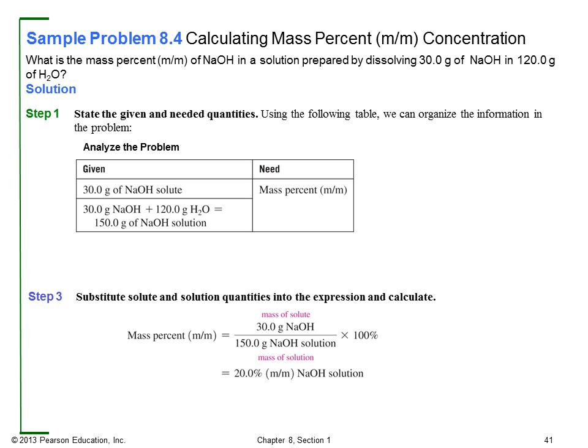And so then we know our equation is mass percent is equal to grams of solute divided by grams of solution times 100. And so the mass of the solute is 30 grams. Our mass of solution is 150 grams. And then we multiply that by 100, and we get 20% sodium hydroxide.